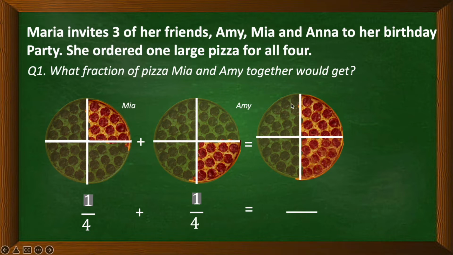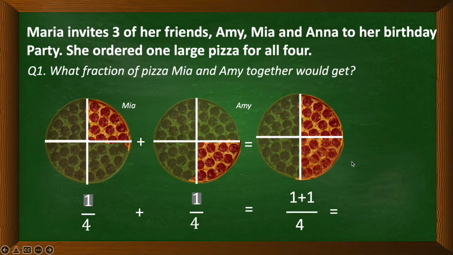So in this one, the whole pizza has 4 equal parts. So 4 would be the denominator. And what is going to be the numerator? The numerator is the number of parts that we are talking about, or the number of parts in context, which is this one slice plus another slice.